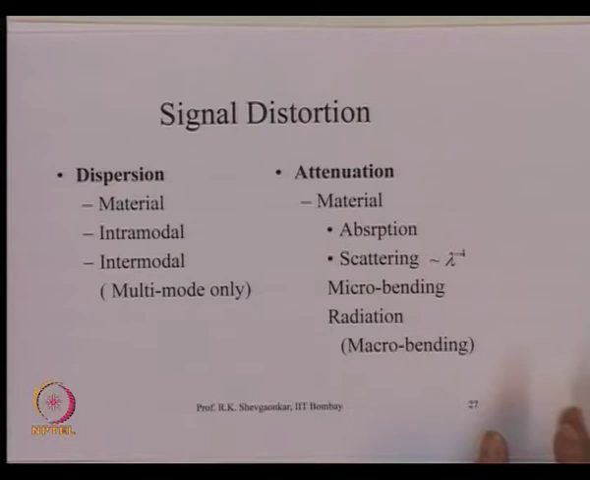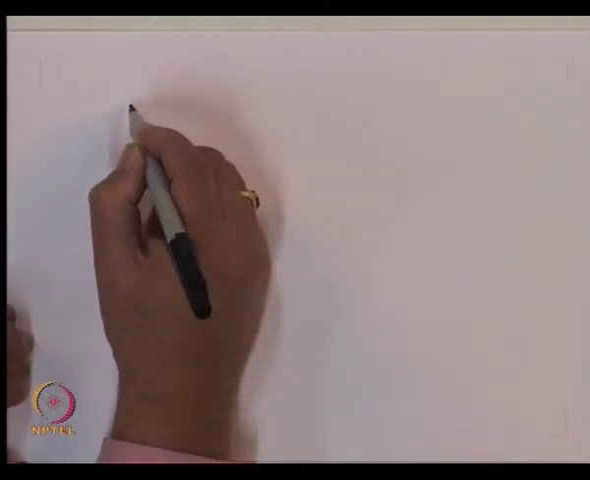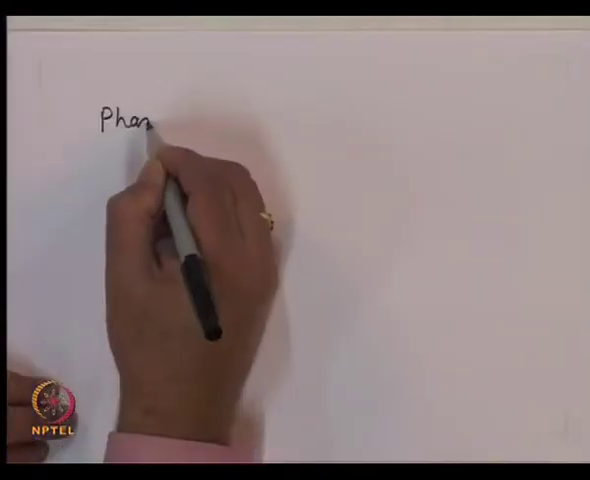So let us take the first dispersion, which is the material dispersion. And what we find for material dispersion is that now the refractive index is a function of wavelength, but there is no guiding of light inside the fiber. That means now if I ask what is the phase constant, the phase constant will be that of a transverse electromagnetic wave.